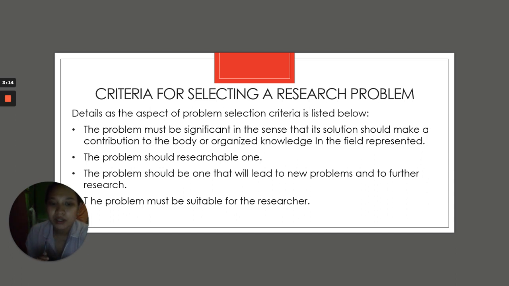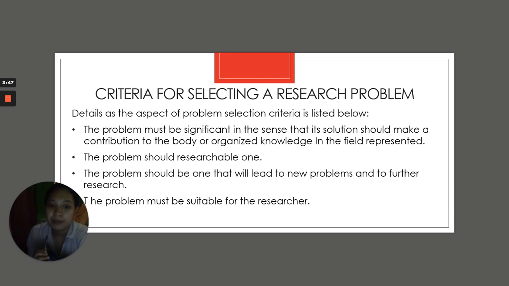So, the criteria for selecting a research problem. Here are the aspects of problem selection criteria listed below. The problem must be significant in the sense that its solution should make a contribution to the body of organized knowledge in the field represented. The researcher should demonstrate that the selected topic is likely to add to existing knowledge by making it more reliable.